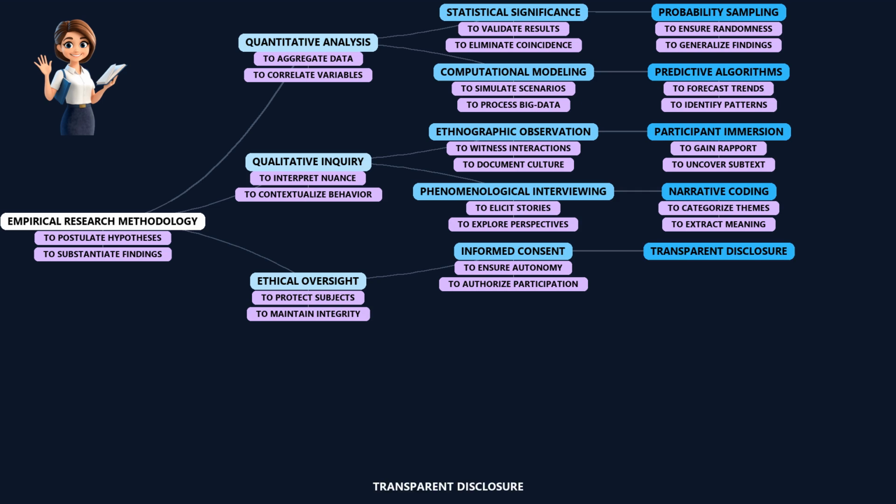Transparent disclosure. A specific tool within informed consent is transparent disclosure, which works to reveal risks and explain goals. To put it simply, we tell the participants the truth so they can decide if they really want to help us.